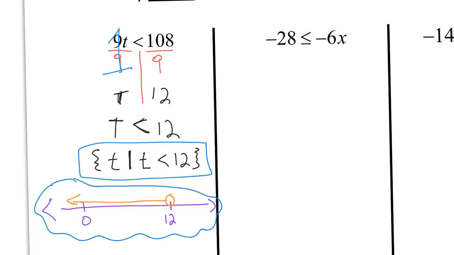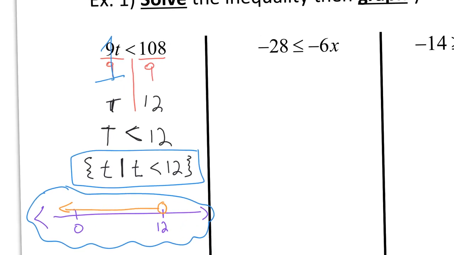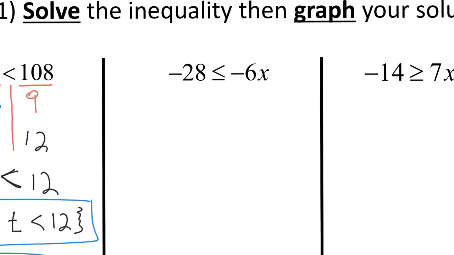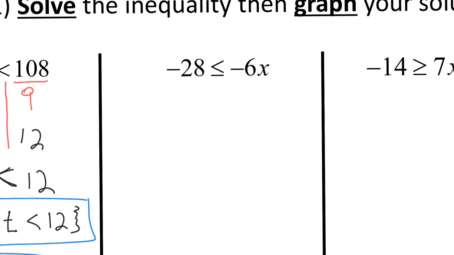Now for the second one, you're going to notice we are going to divide by a negative number. So let me just zoom into the second example here. And we do want to solve and we want to graph the solution. So first of all, let's go ahead and put the line under the inequality. To get x by itself, I need to divide by -6. So I do the same thing to the other side.